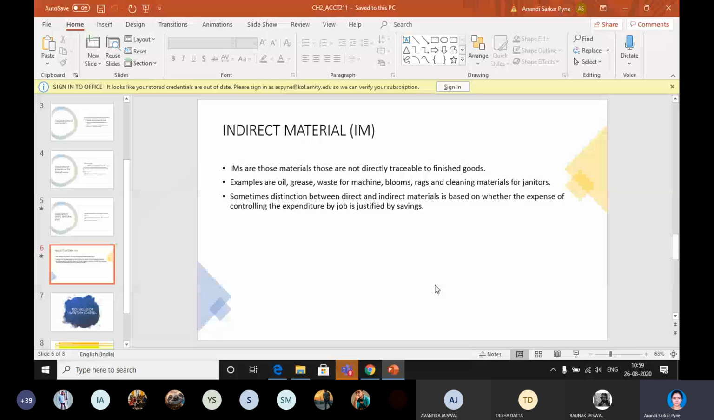Sometimes the distinction between direct and indirect material is based on whether the expense of controlling the expenditure by job is justified by the savings, right? So how you're investing, where you're investing, whether you're saving or not, and what kind of savings you're making. We will understand, the concept will be clearer when we do the problems.